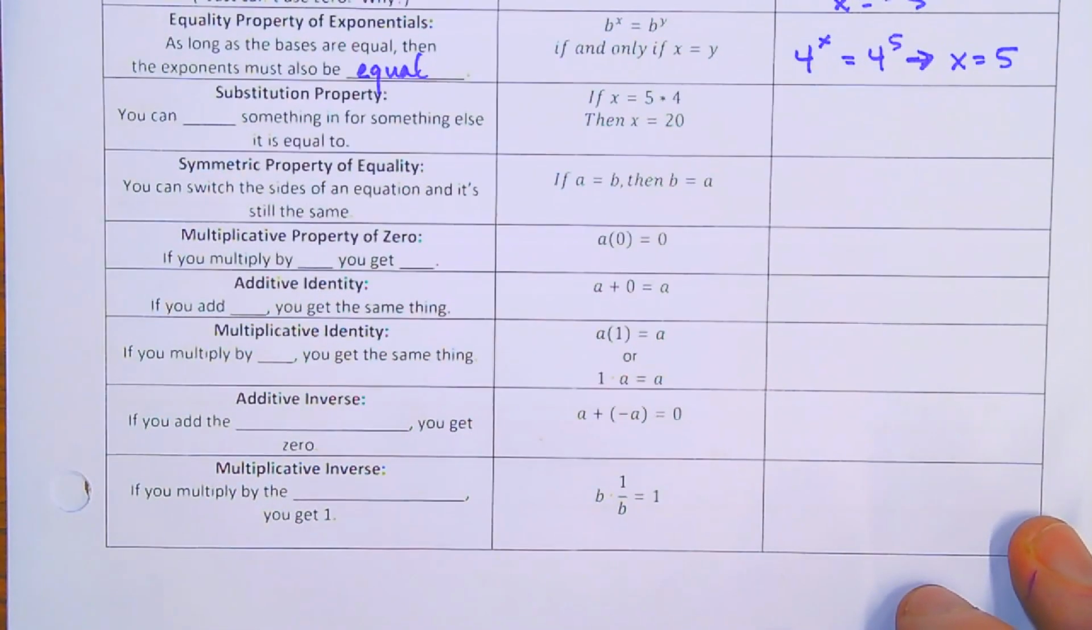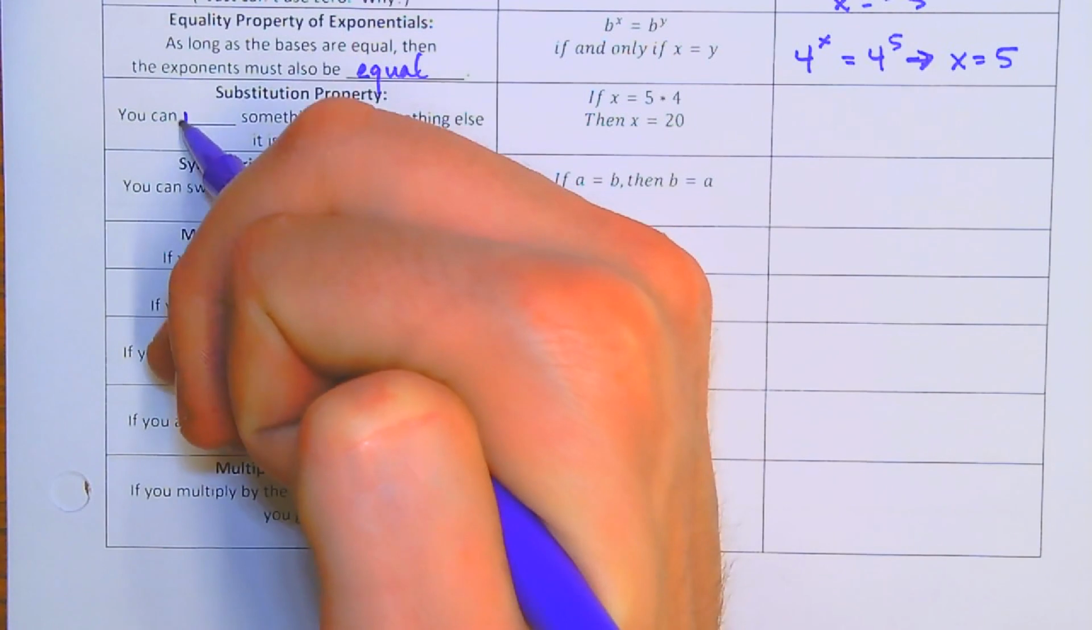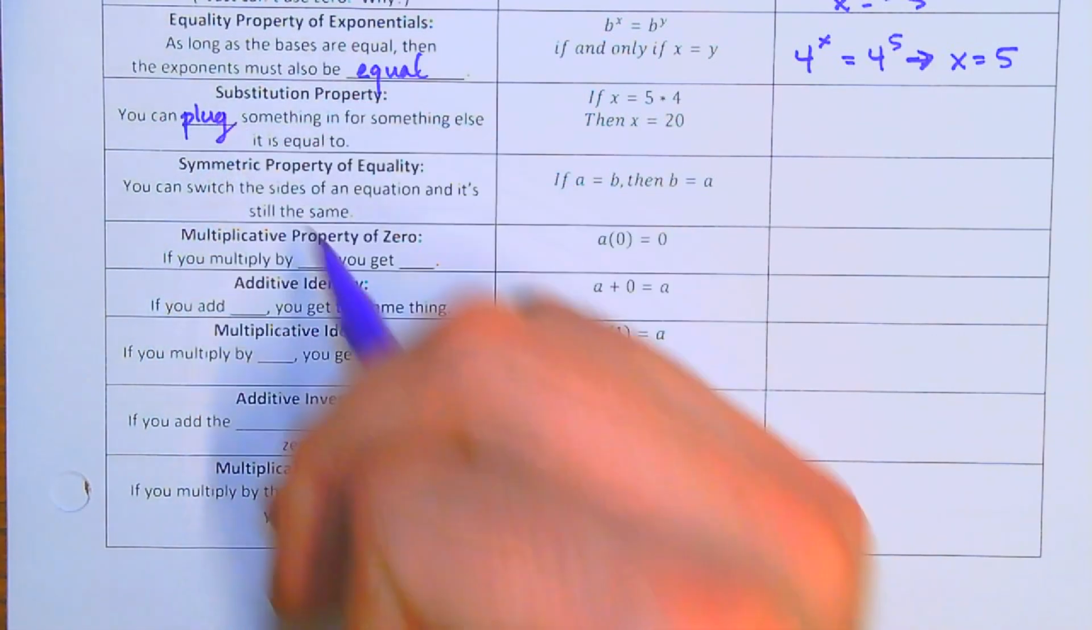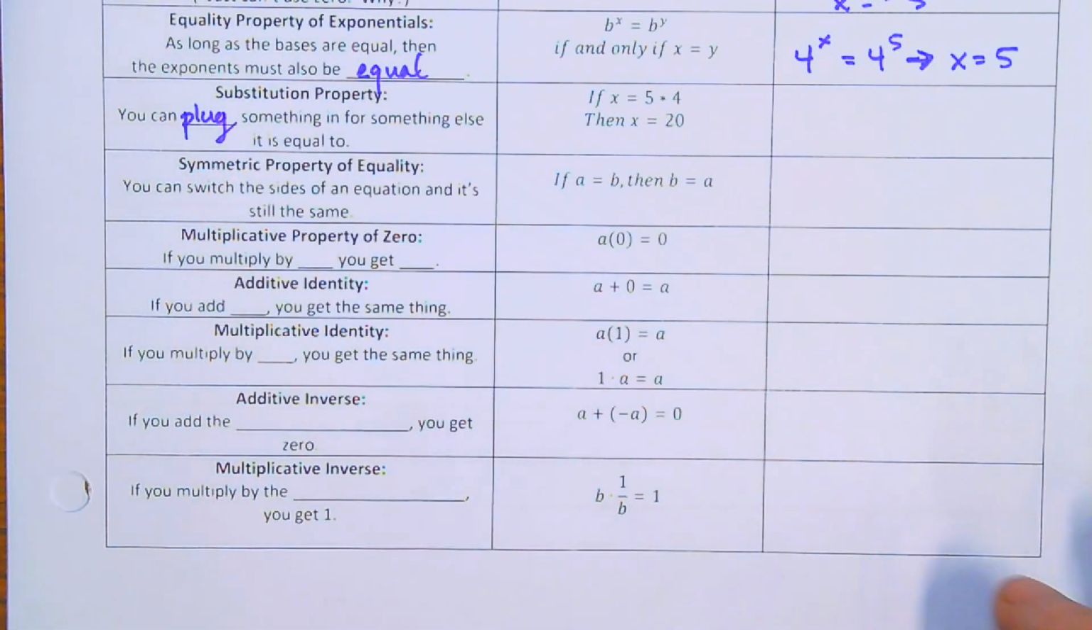Now, let's move on to what we would call the substitution property of equality. Or not property of equality, my apologies. Substitution property. Okay? The substitution property says you can plug something in for something else it is equal to. So here's what I want you guys to understand.